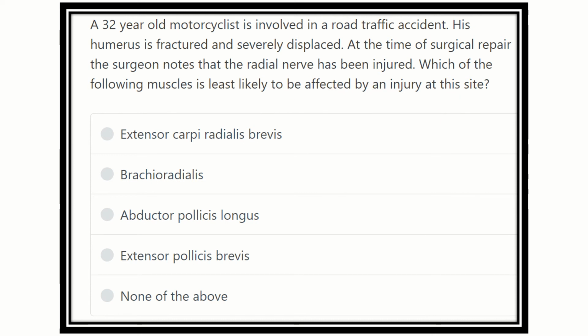So after careful reading, now we have to find out the key points to answer the question here. A 32 years old motorcyclist involved in a road traffic accident, and the humerus is fractured and severely displaced. At the time of surgical repair, the surgeon noted that the radial nerve has been injured. So this point is very important, that the radial nerve is injured during the road traffic accident of this patient. Which muscle is least likely affected by this injury? So least likely, that means which is not supplied by the radial nerve. So we have to find out the muscle below which is not supplied by the radial nerve.